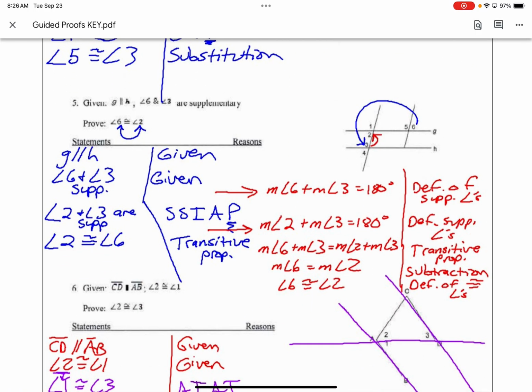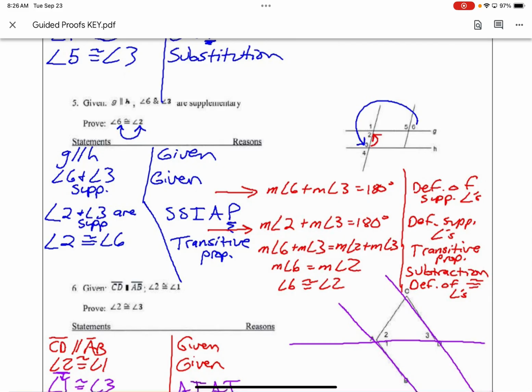Okay, number 5, similar. It says angle 6 and 3 are supplementary. That was given. 2 and 3 are same side interior angles. So SSIAP, same side interior angles. I'm going to explain all the red over here in a second. And then 2 and 6, I put transitive property, which means if they're supplementary to the same thing, then they're equal to each other.